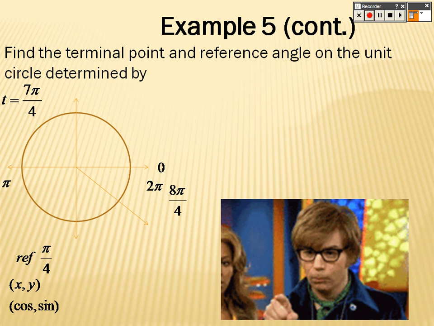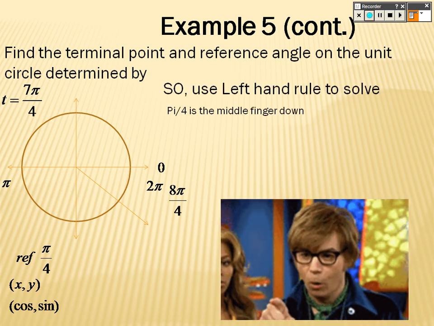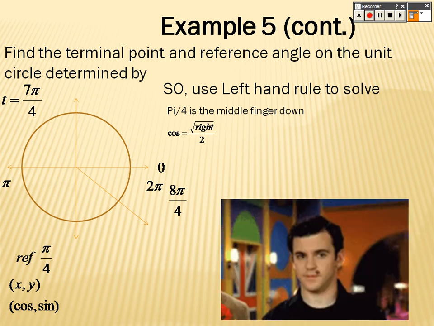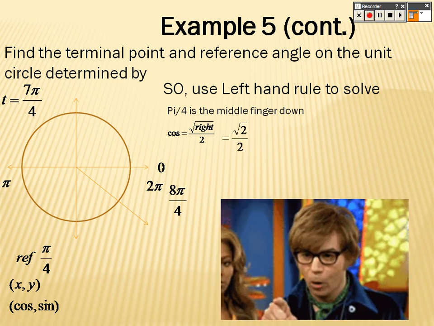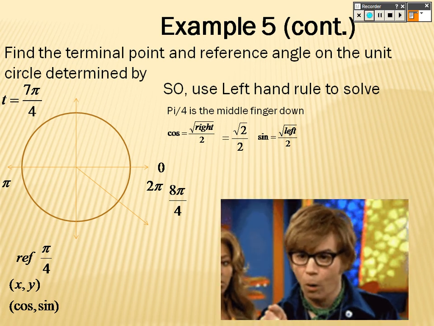Reference angle is pi over 4. Remember, cosine is x and sine is y. So, that means the middle finger goes down. So, cosine is the square root of the right, which is 2 fingers, so root 2 over 2. Sine is the square root of the left over 2, which is 2 fingers, root 2 over 2.